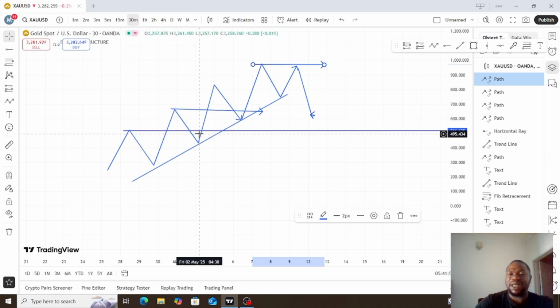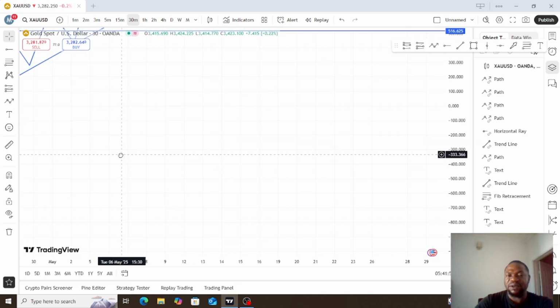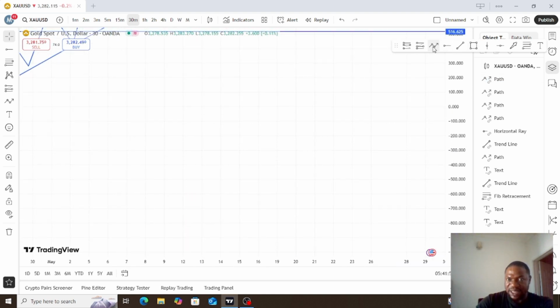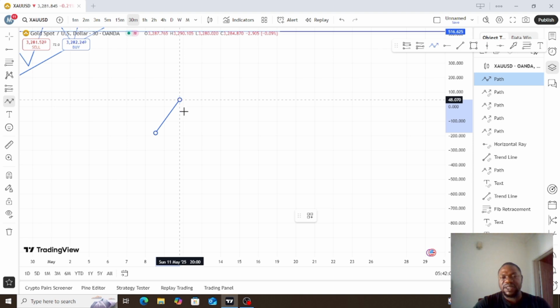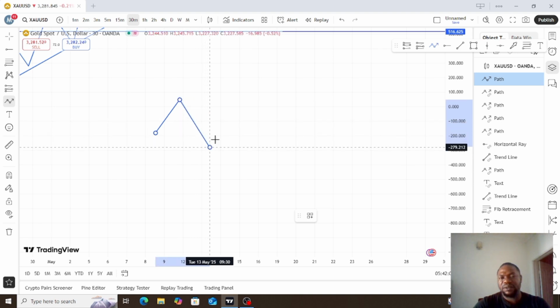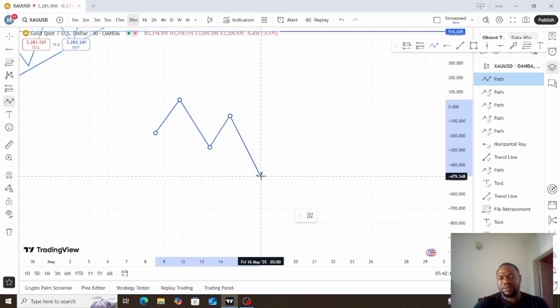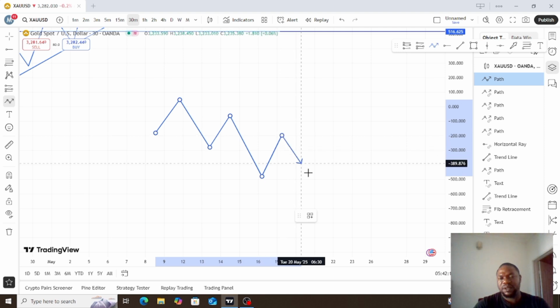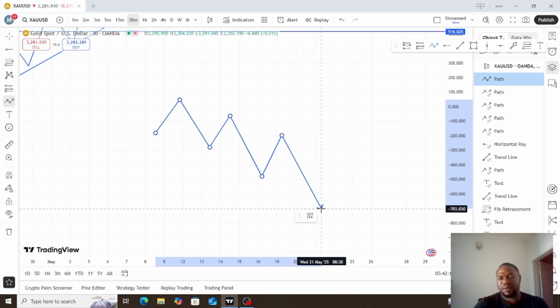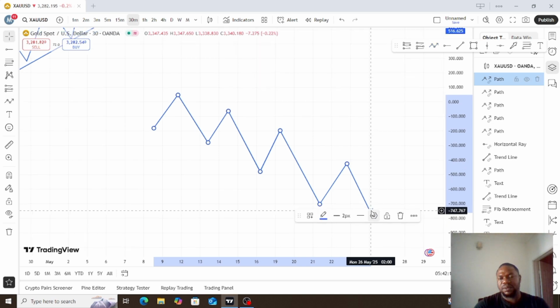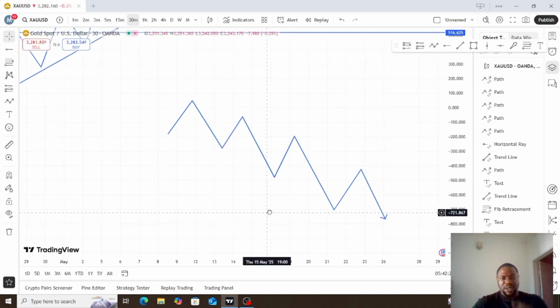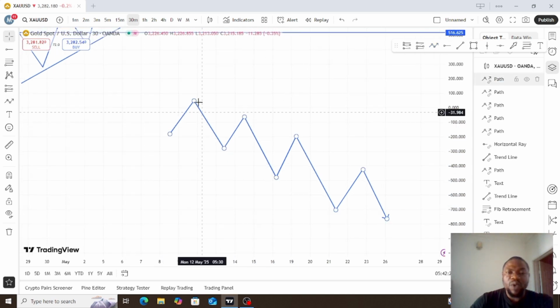The same thing is applicable to a downtrend. Like I told you, in a downtrend you must identify at least two lower highs and two lower lows. So let's say this is a downtrend. Now, what makes this a downtrend?